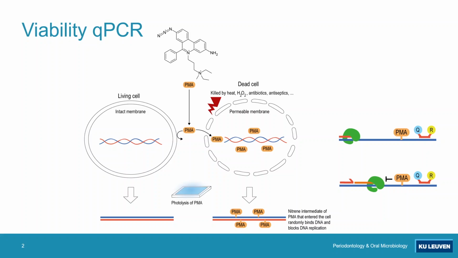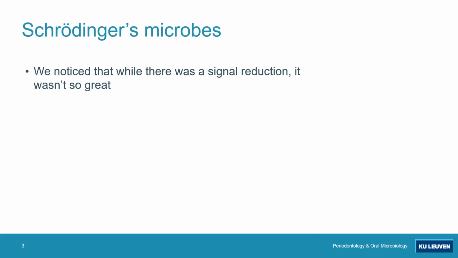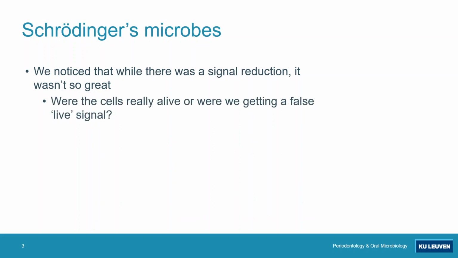So, the dead cells that had PMA enter them and then bind to their DNA will be discounted in our qPCR, resulting in the only detections remaining being from live cells. While in theory this is quite useful, we noticed that there were some limitations that weren't described that well in literature. Concretely, we saw that the signal reduction was present.